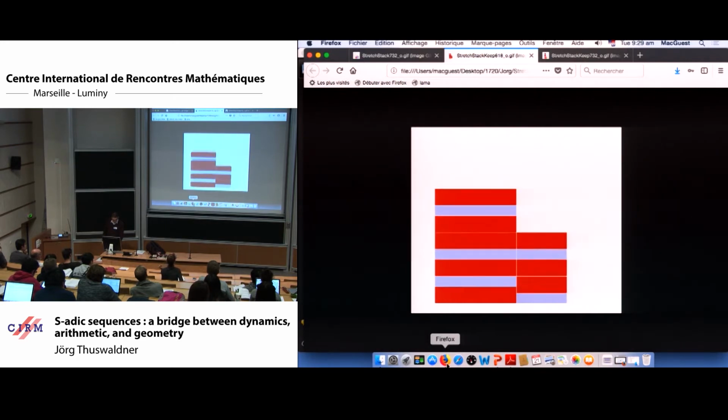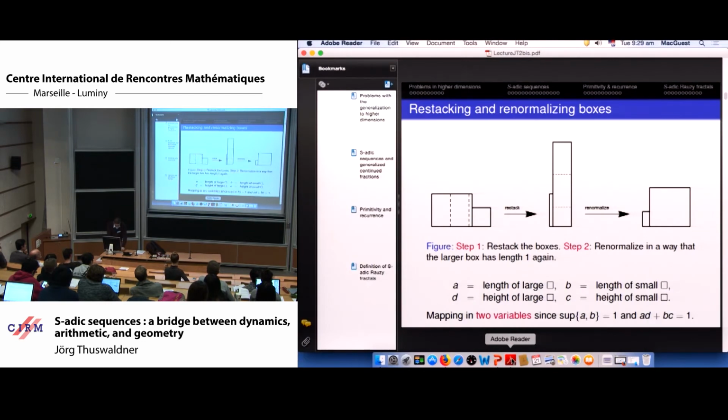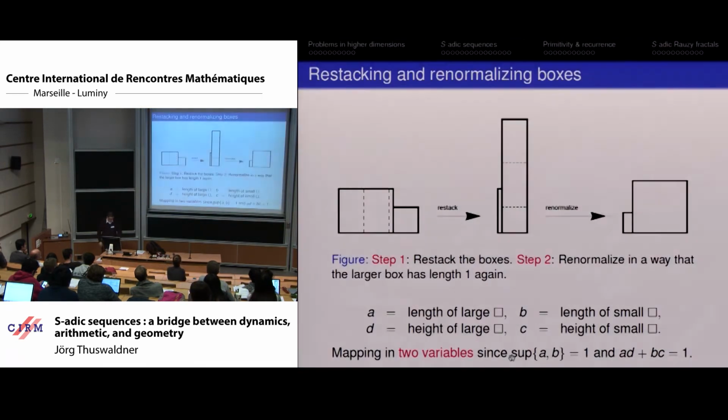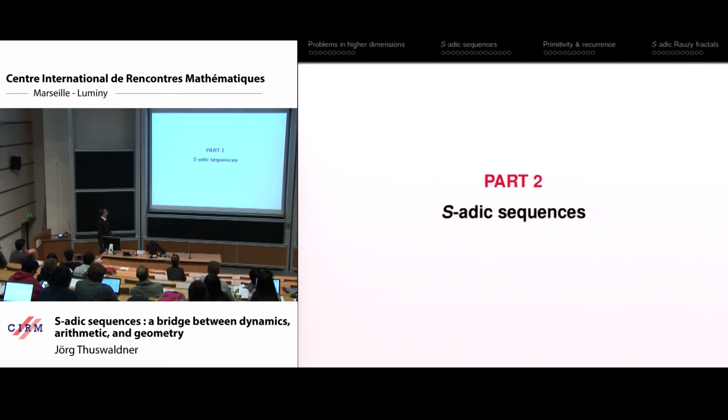So far so good. I go back to the slides again, and start with the second part.